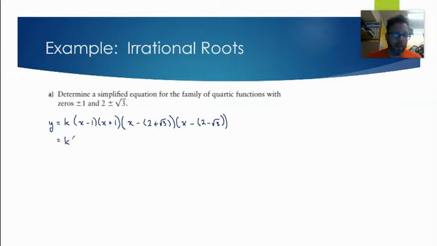So first step, I'm just going to clean up those brackets that have a nested layer of brackets in them. So the first one, I'm subtracting 2 and I'm subtracting root 3. So x minus 2 minus root 3. And then I have x minus 2, and I'm subtracting negative root 3, so plus root 3.